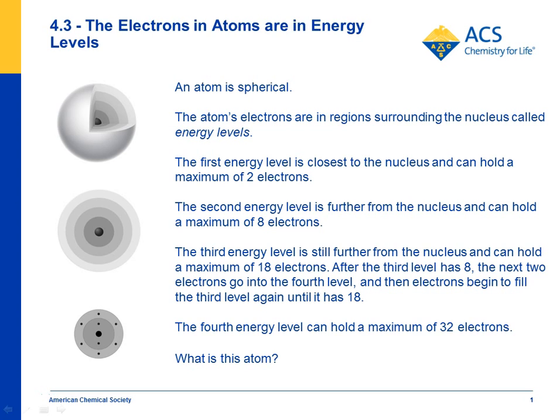In lesson 4.3, students are introduced to the idea that electrons in an atom exist on what are called energy levels. Here we try to show an atom like cut away. This is the nucleus where the protons and neutrons are, and these are the energy levels where the electrons exist. And here's a cross section.